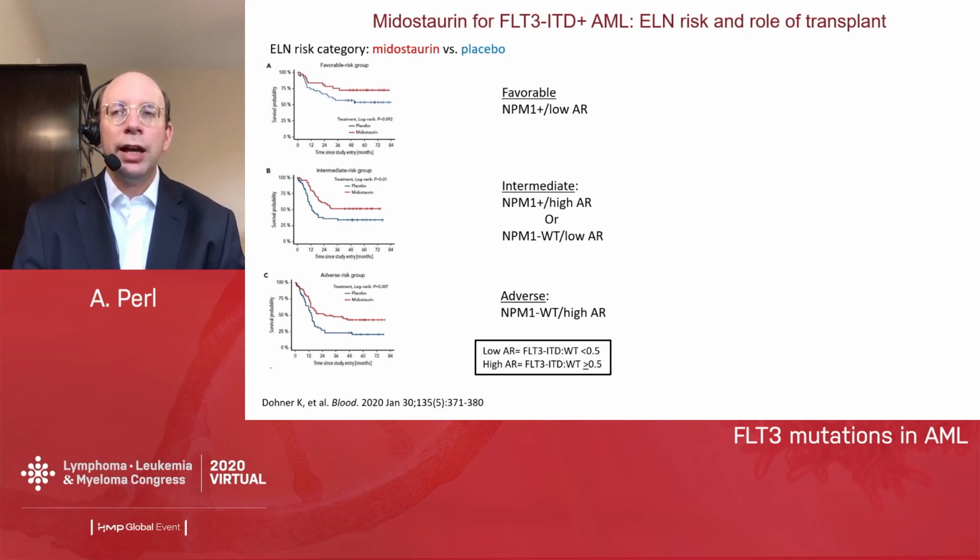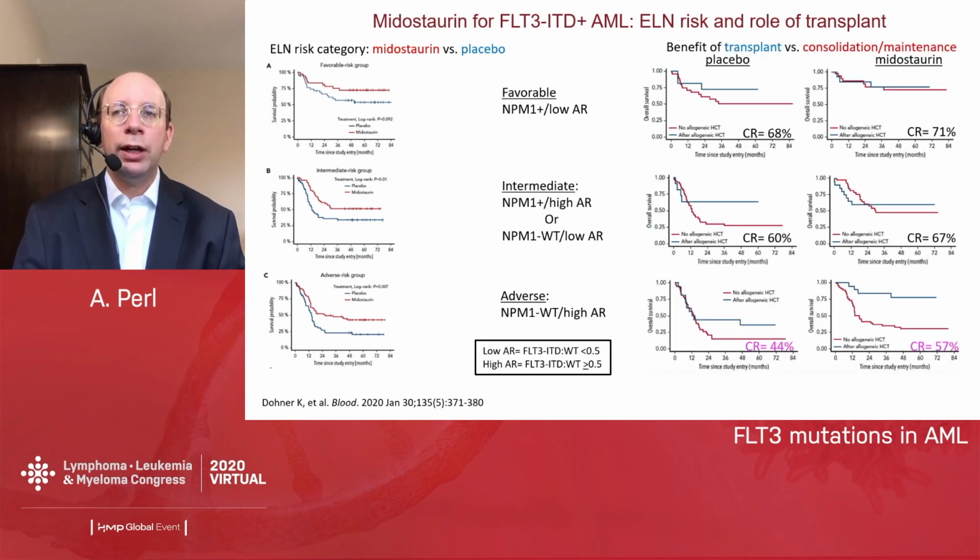But interestingly, as I mentioned, transplant was used by the majority of patients on this study. And in the placebo arm, you really needed to get a transplant to do better. As you can see, the transplanted patients on the right in blue on each of the study arms, in the placebo arm did better with transplant, and in the midostaurin arm only did better with transplant in the ELN adverse group. The other subgroups didn't show such a clear benefit.